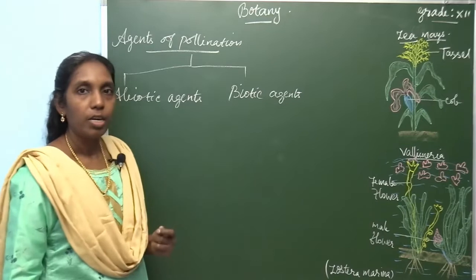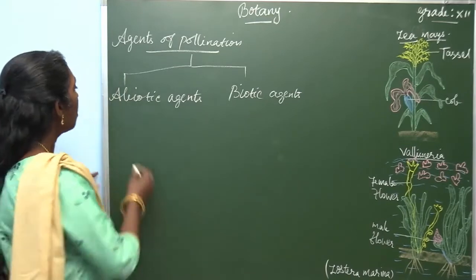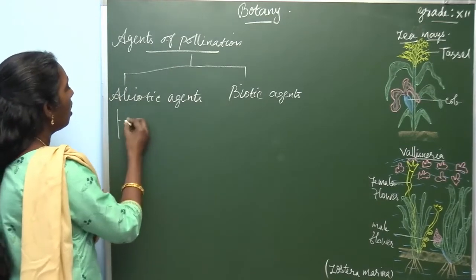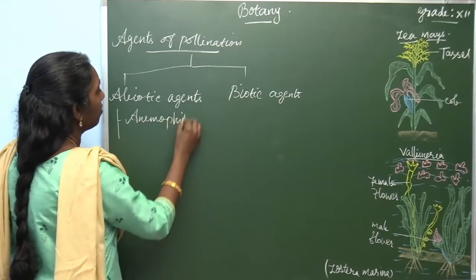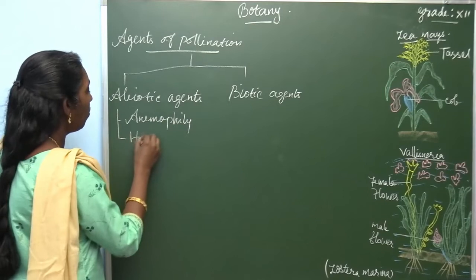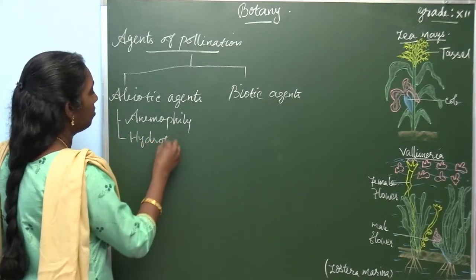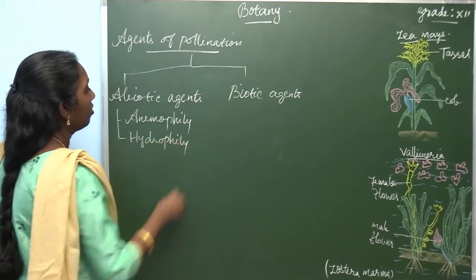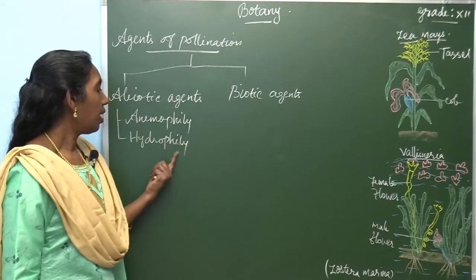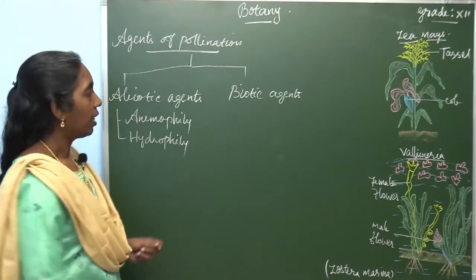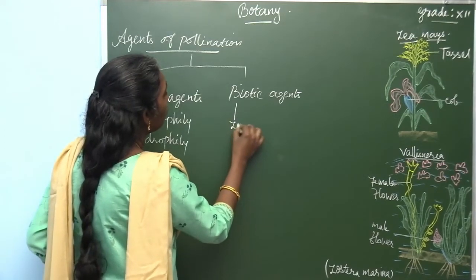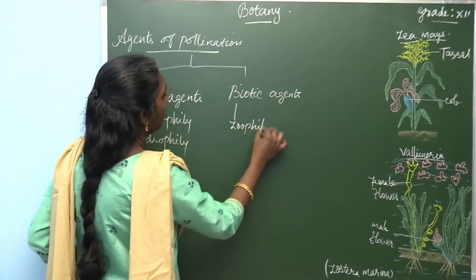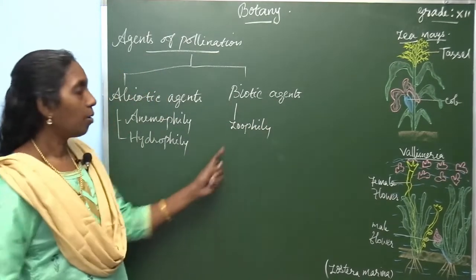Here, what are the abiotic agents? They are classified into anemophily and hydrophily. Anemophily and hydrophily are abiotic agents. Biotic agents are known as zoophily. Zoophily is the biotic agent.